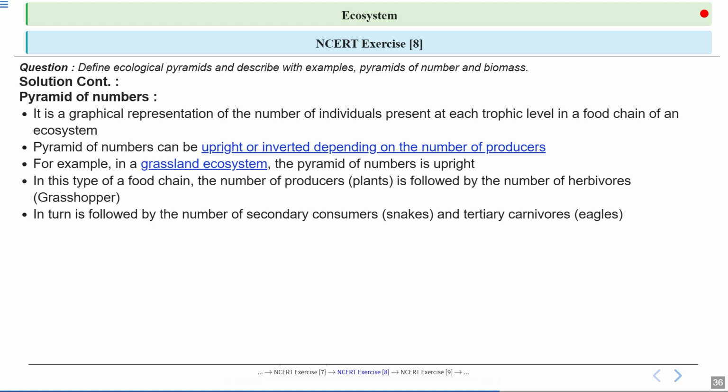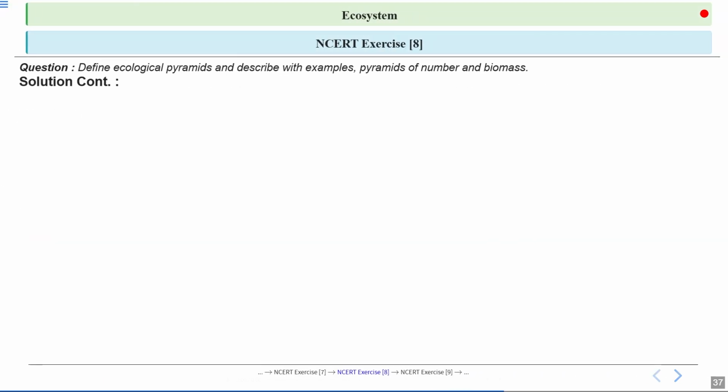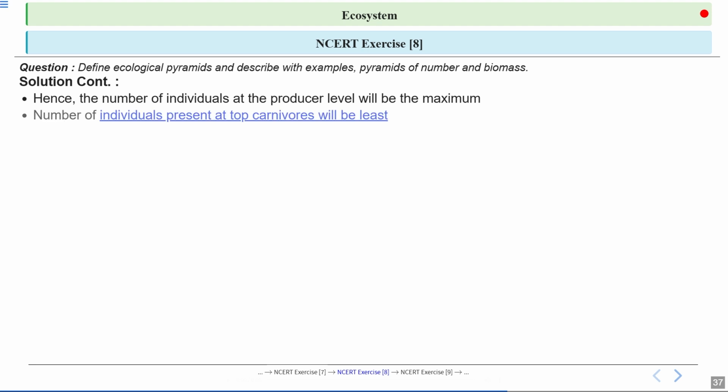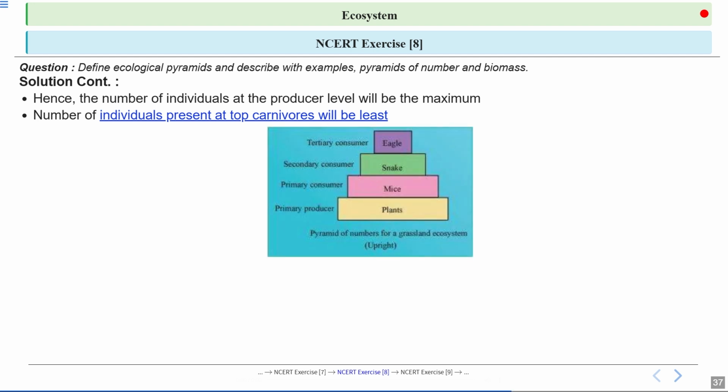So here the highest number is that of the producers, and then the herbivores, the primary consumers, and then the secondary consumers. And finally the tertiary carnivores. The number of tertiary carnivores is the least. So you get the upright pyramid where the base is wide and the apex is narrow. Hence the number of individuals at the producer level will be maximum in the upright pyramid of number, and the number of individuals at the top carnivore will be least. That's why you get an upright pyramid.